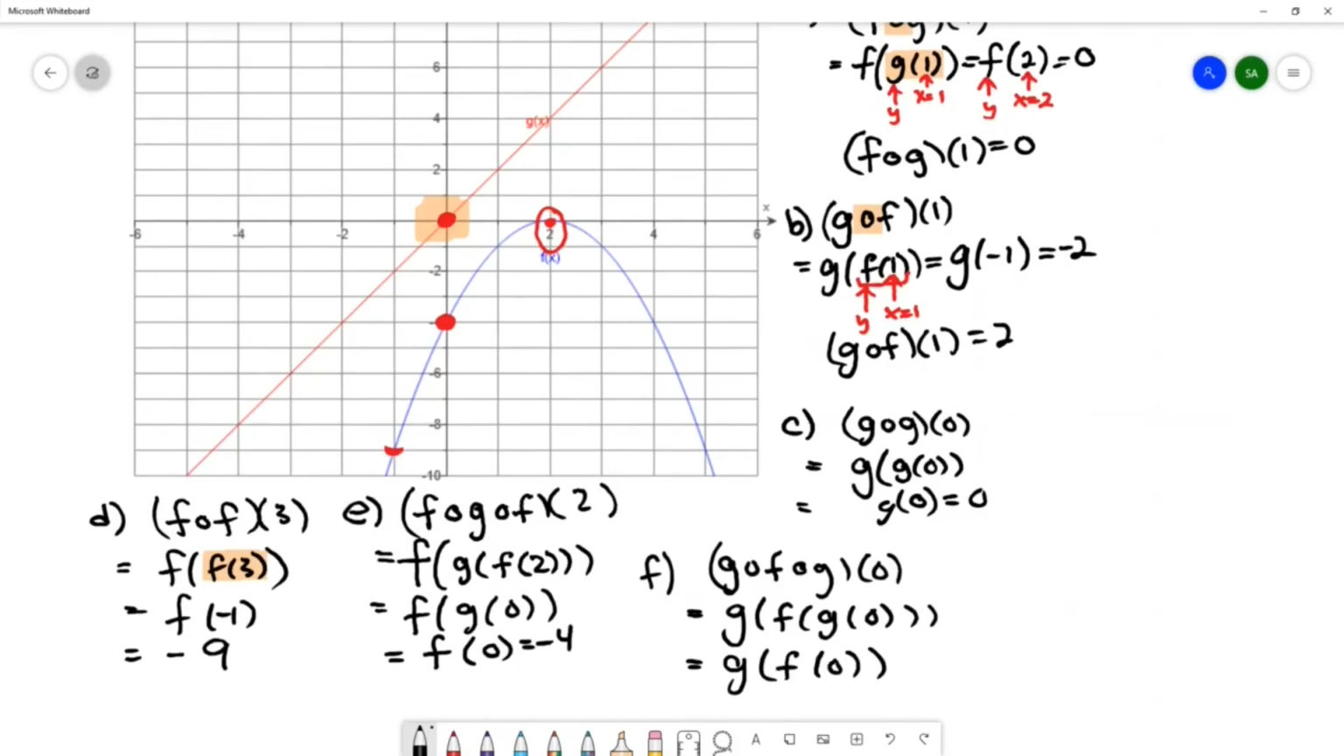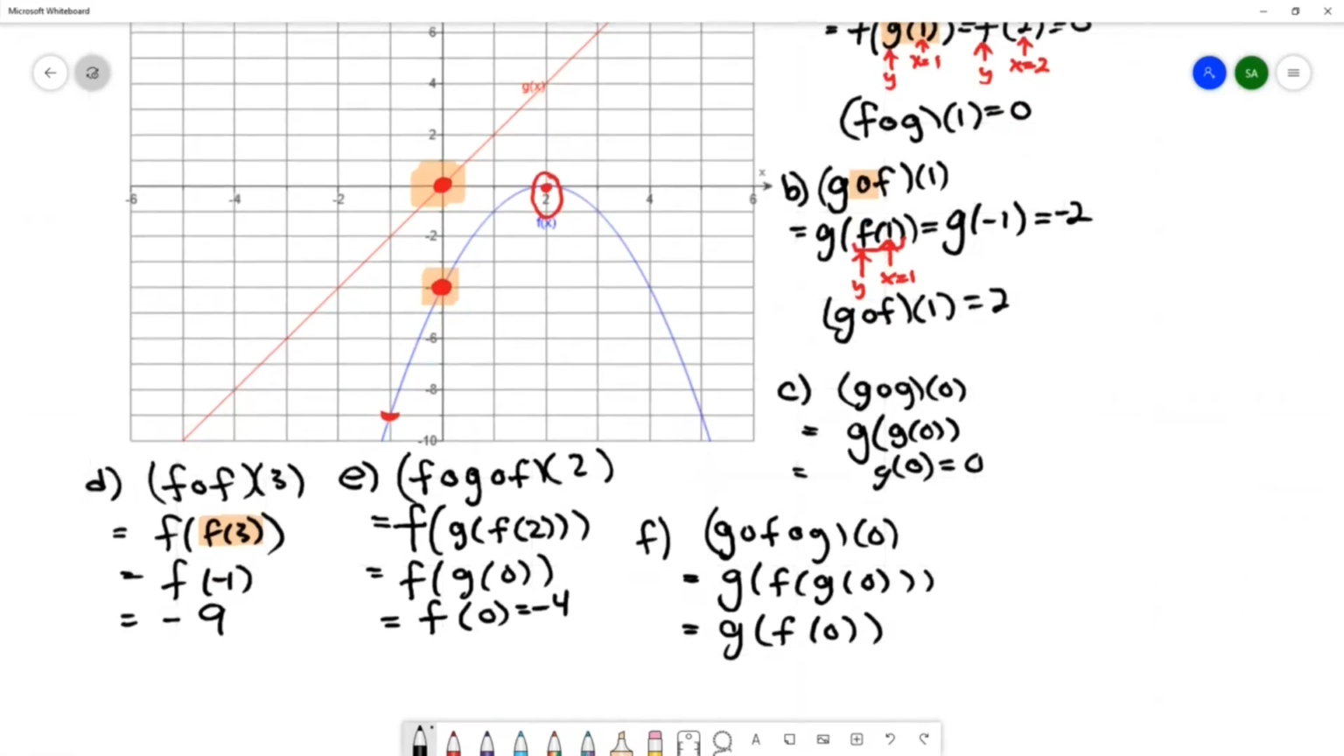And we want to find f of 0, and we've seen f of 0 right here is -4, so we can replace f of 0 with -4. And then we need to find g of -4. Here's an x of -4, and we have a y value of -8. So g of -4 is -8. So we found g composed with f composed with g of 0 to be -8.